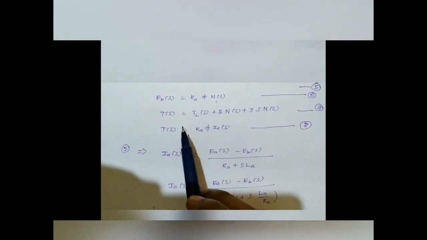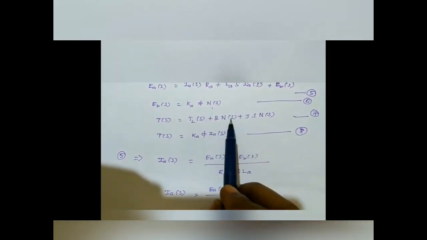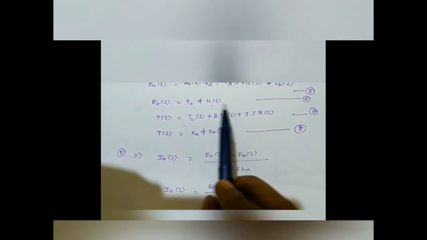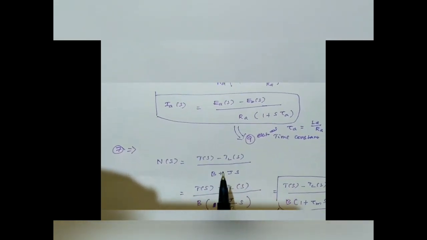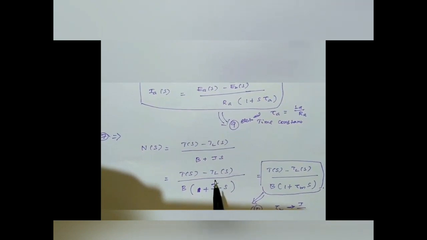L by R is the electrical time constant. Again come to equation 7, where we can take N of S as common, keeping N of S alone on one side and the remaining term to the other side. So that becomes N of S is equal to this one. Here you can take a B outside, and that becomes like this.